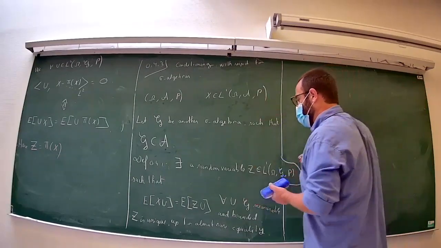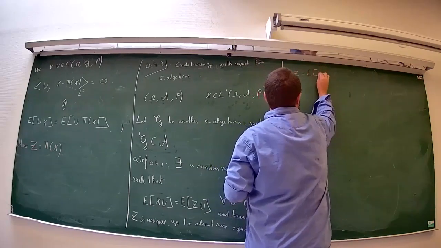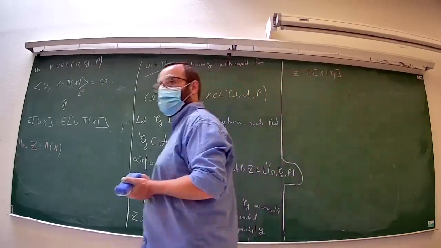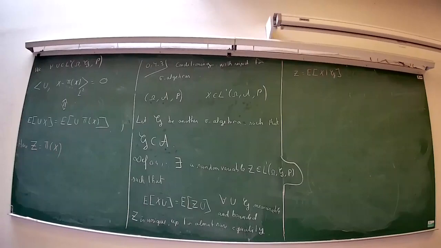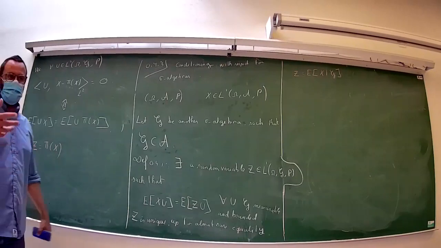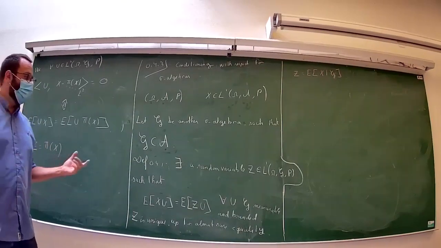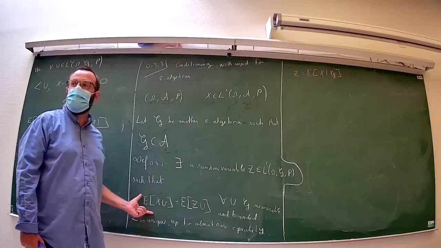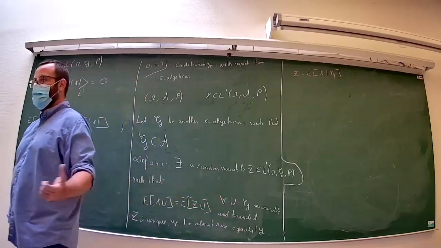To conclude this definition, of course, Z is denoted as the expectation of X given J. If I continue, what is the conditional expectation of X given J? It's the unique random variable J-measurable such that this equality is fulfilled for any U J-measurable and bounded.